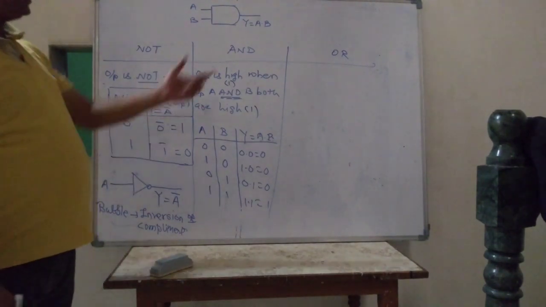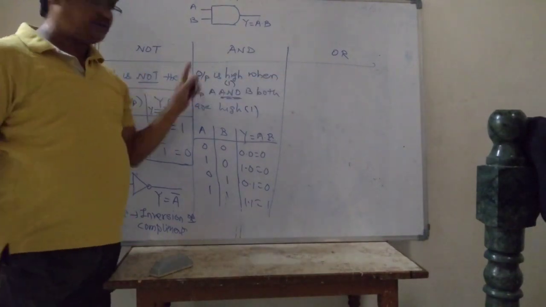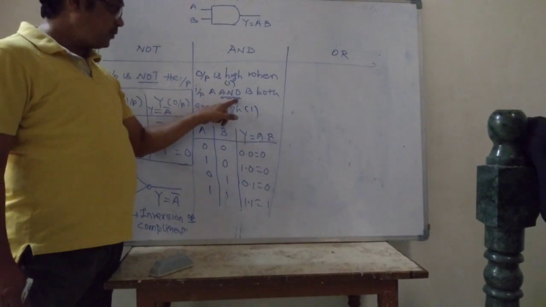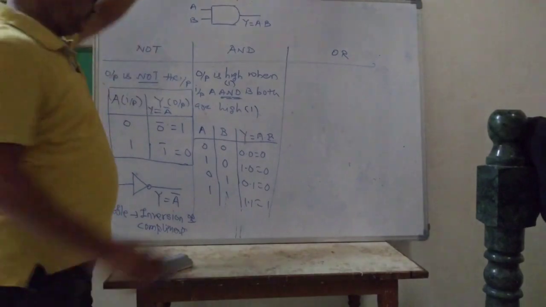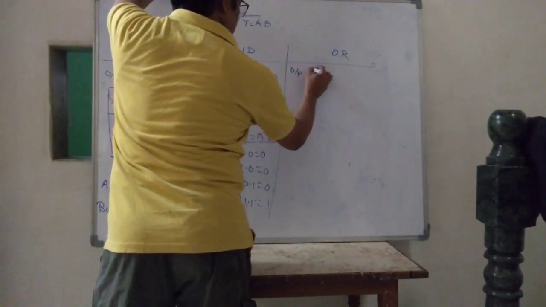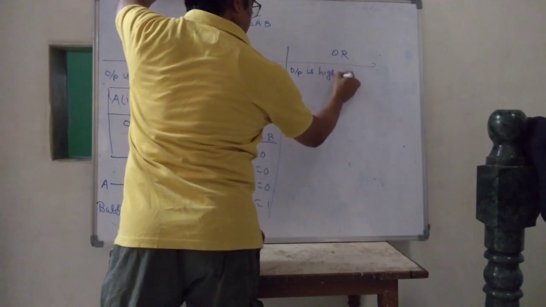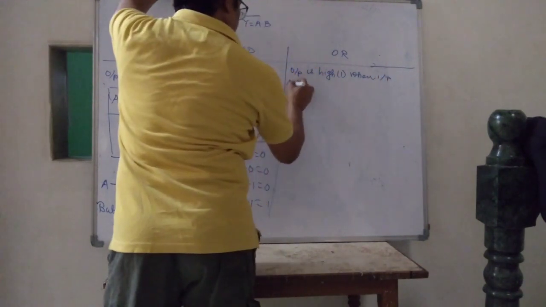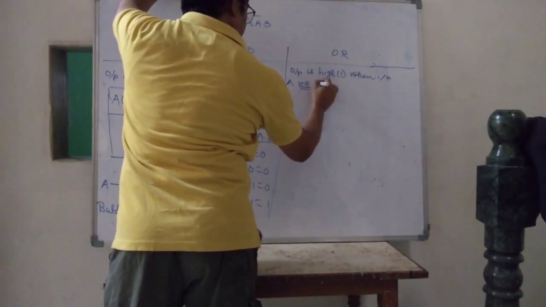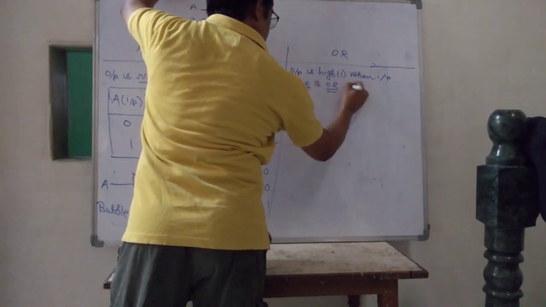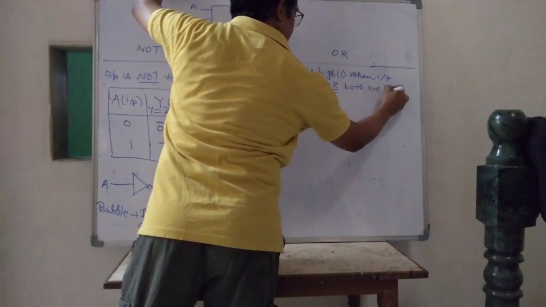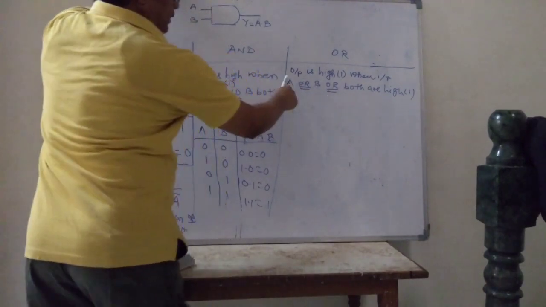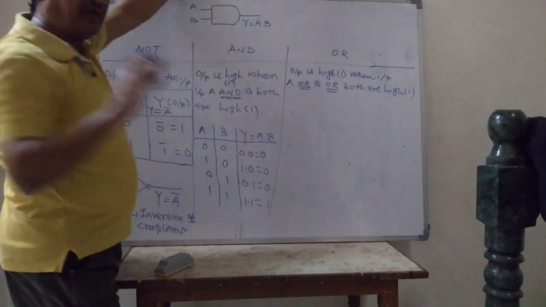Now the third basic gate is the OR gate. I will define it like this. Output is high when input A or B or both are high. Output is high when input A or B or both are high. This is the name of the gate, but the meaning is the dictionary meaning.